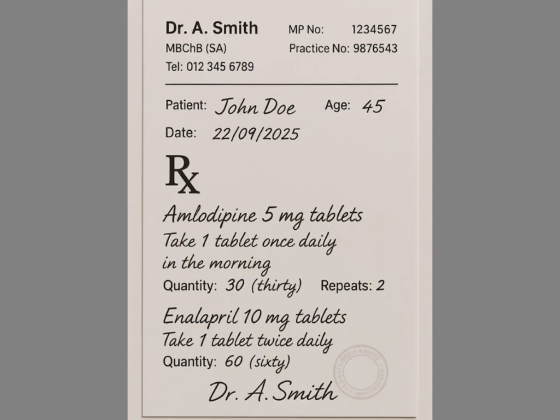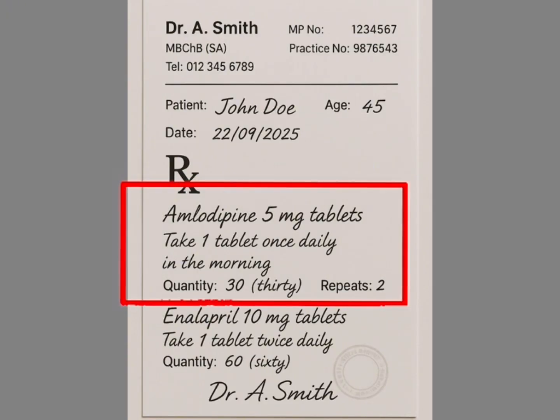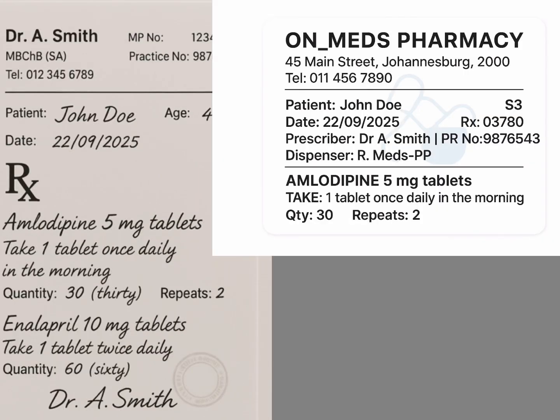John Doe has high blood pressure, and the doctor prescribed amlodipine 5 milligrams tablet. The direction was take 1 tablet once a day in the morning. The quantity is 30, and there are 2 repeats on the amlodipine. The next item on the script is Enalapril 10 milligrams tablets, and the direction is take 1 tablet twice a day, or twice daily, and the quantity is 60. As you can see, there's Dr. Smith's signature there. Now let's see how the label is going to look.